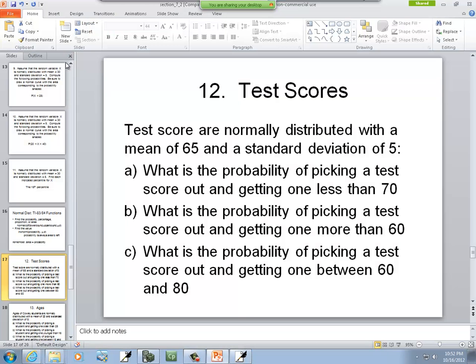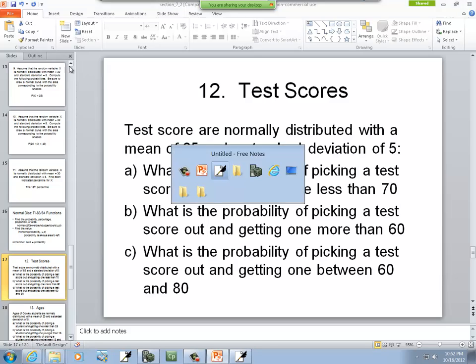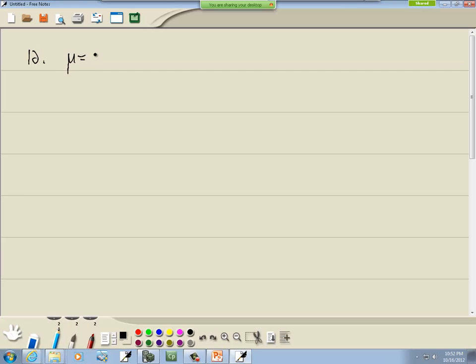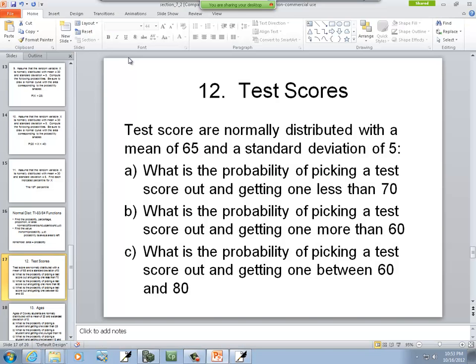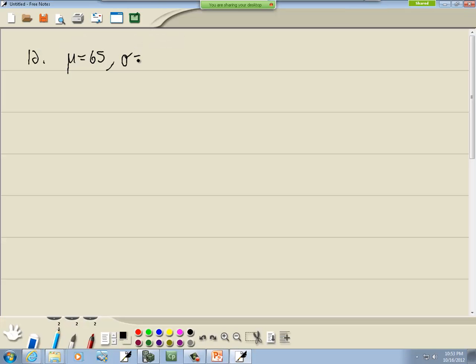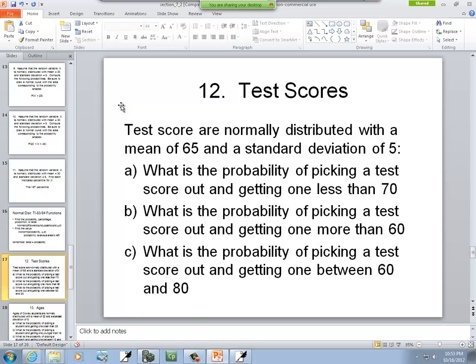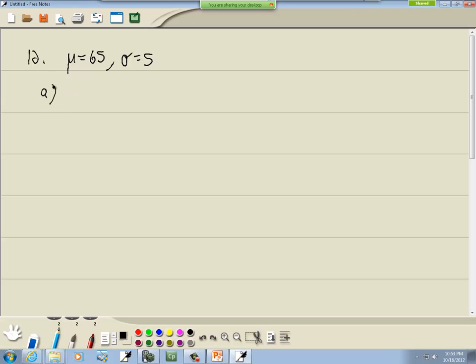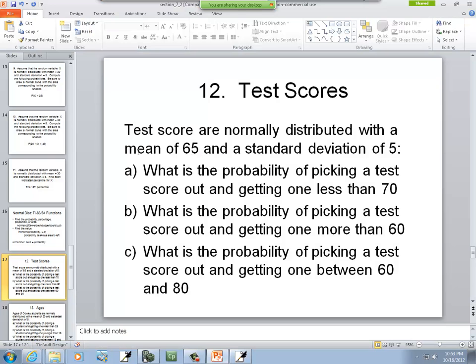Okay, so number 12. Test scores are normally distributed with a mean of 65 and a standard deviation of 5. So mu is 65 and sigma is 5. A, what is the probability of picking a test score out and getting one less than 70? Okay, so here's 70. Less than 70 would be shaded this way. Now, we treat this as negative infinity. So this would be negative infinity here.